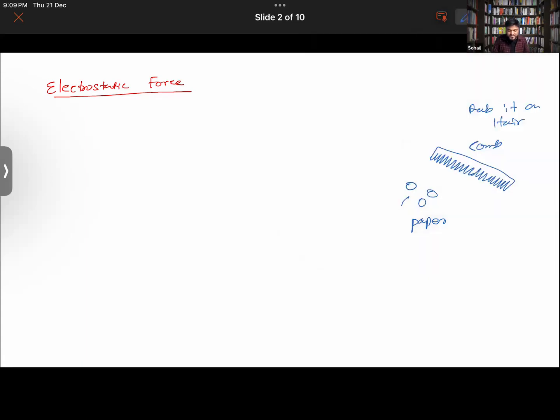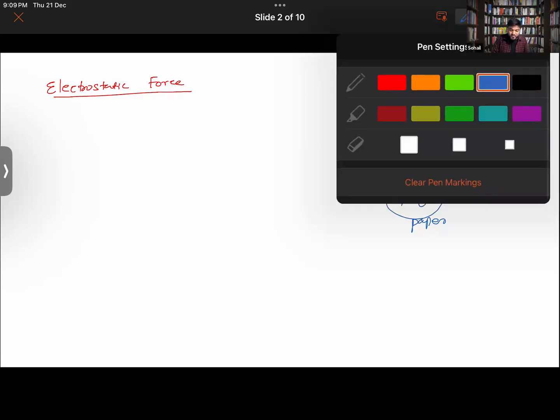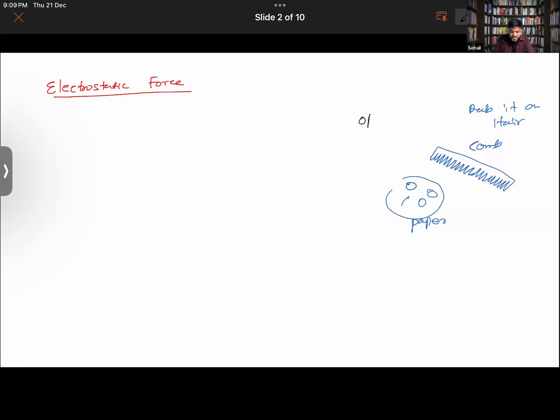So why is it so? Why is it getting attracted towards each other? Because they develop opposite charges on them. Opposite charges are developed on them. Now, what are charges here? First of all, we must know what we mean when we say charges. In order to understand that, first we need to know about atoms.